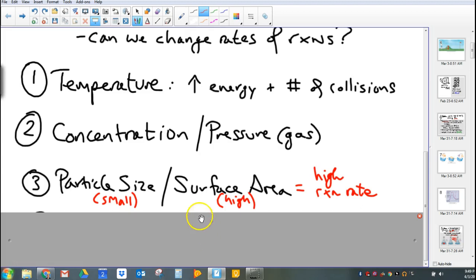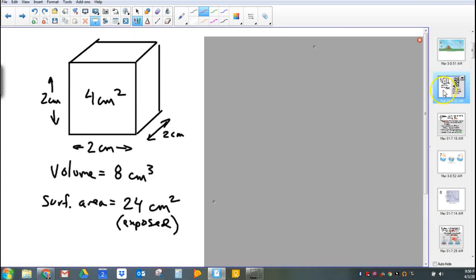Now, this is a hard one to envision, but a small particle size corresponds with a high surface area, which means a higher reaction rate because there are more areas available for collision. Now, let me show you what I mean. Let's take an example of, let's say, a sugar cube. This sugar cube is 2 centimeters on a side, and therefore 2 by 2, one face is 4 square centimeters.